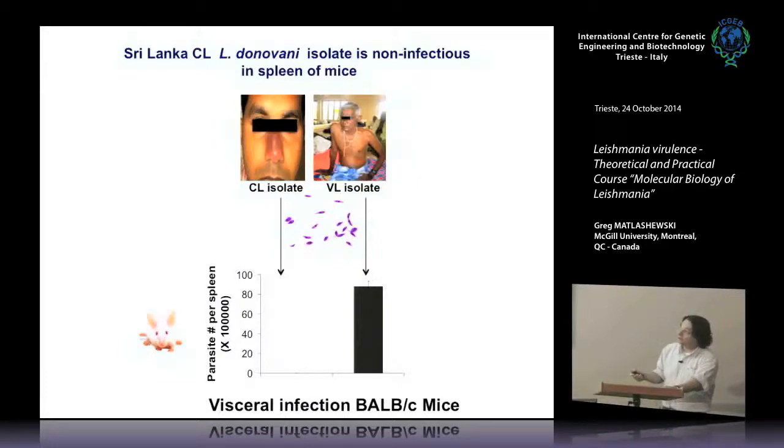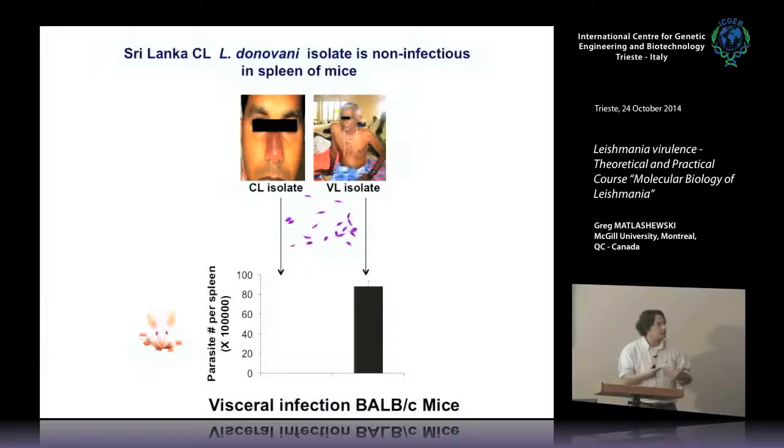But the cutaneous parasite was not able to survive in the liver and spleen. You had very, very low levels of parasite here, whereas the one from the visceral patient was able to survive. It was very virulent within the liver and spleen. So it had changed its pathology.